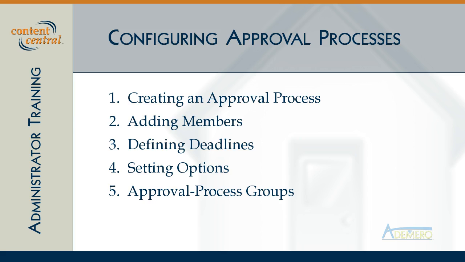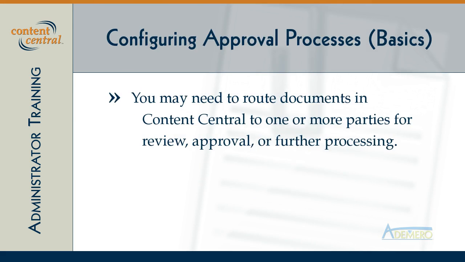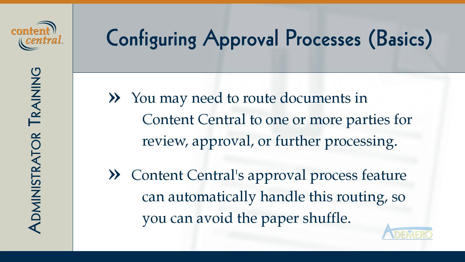In this video, we'll cover the basics about how to configure an approval process in Content Central. Just like the workplace, certain documents need to be sent to different people or departments, sometimes in other locations, so that they can review the document, approve it, or maybe even provide important information about how the document should be handled or processed. In Content Central, you can configure one or more approval processes that send a document to different users or groups so you can avoid the interoffice mail and the paper shuffle.